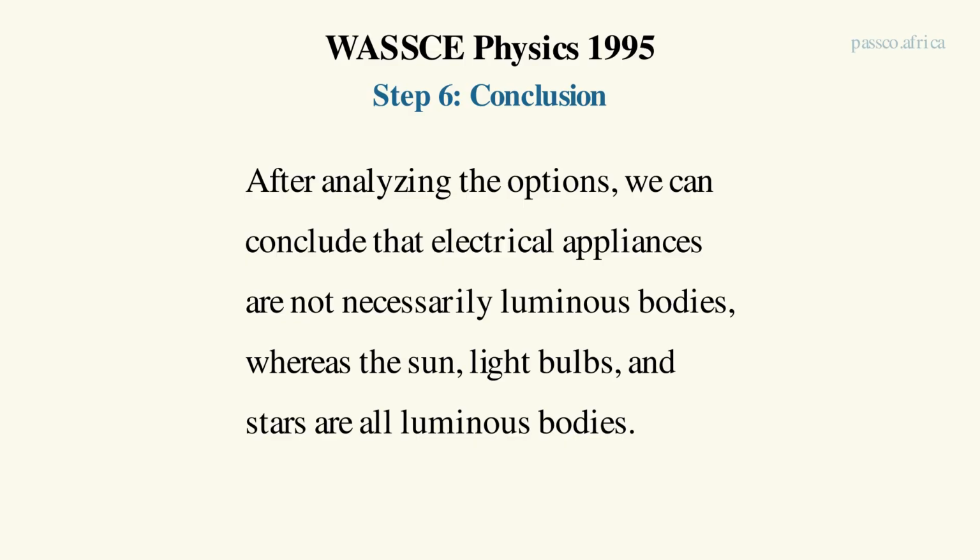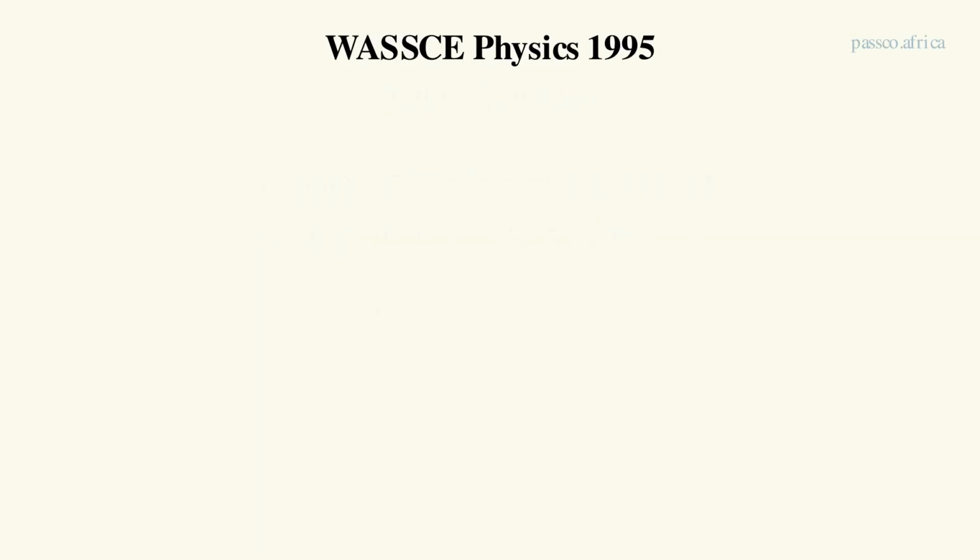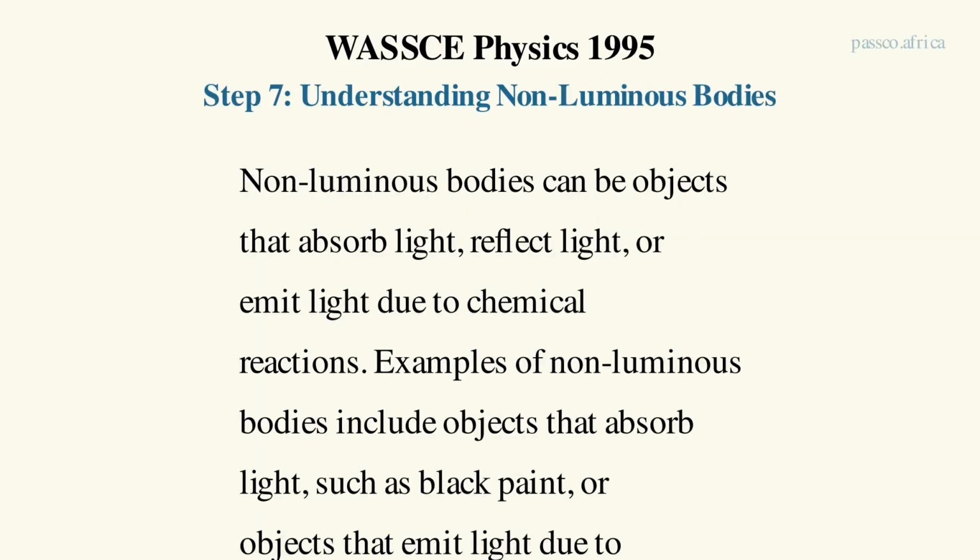Step 7. Understanding non-luminous bodies. Non-luminous bodies can be objects that absorb light, reflect light, or emit light due to chemical reactions. Examples of non-luminous bodies include objects that absorb light, such as black paint, or objects that emit light due to chemical reactions, such as fireflies.